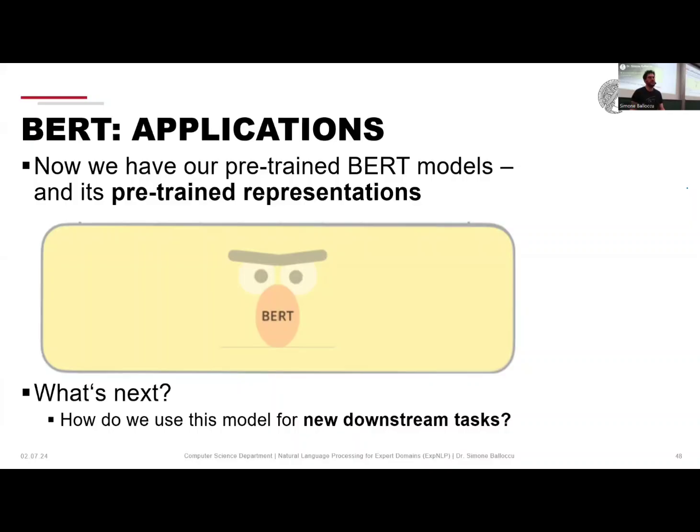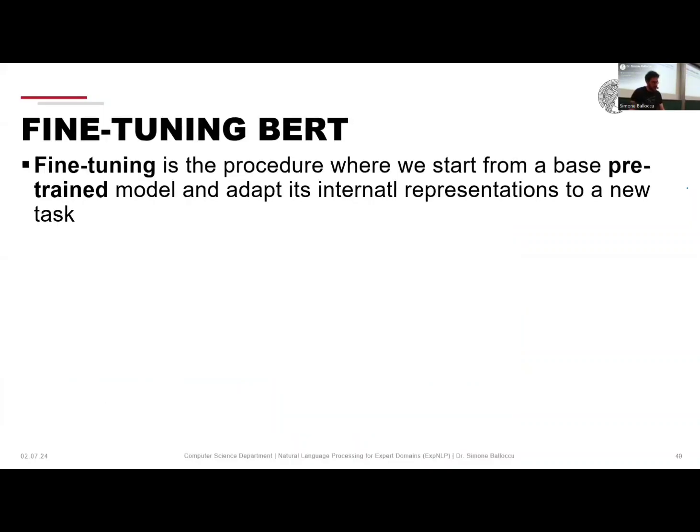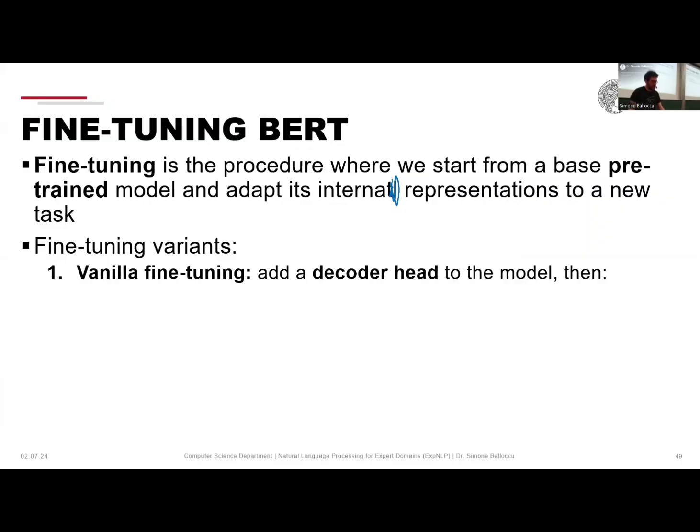It cannot do NLI. So fine-tuning is what we call this procedure, where we start from a base pre-trained model, BERT in our case, and we adapt its internal representation to a new task. We have various ways of doing it. The vanilla fine-tuning is that we add a decoder head to the model. We're gonna see in a bit what it is, but intuitively it's something that enables BERT to act as a decoder.